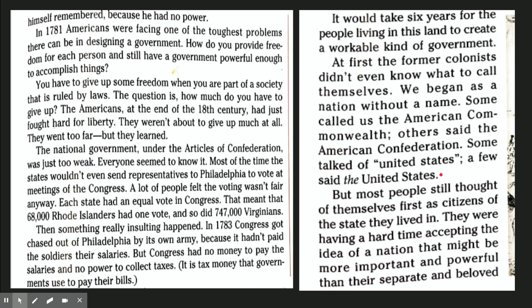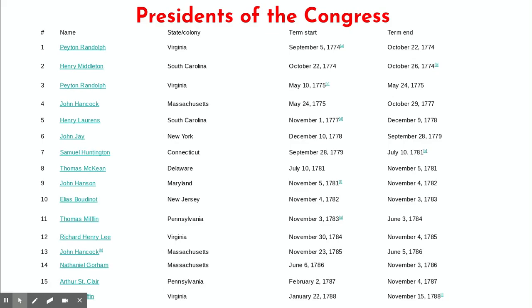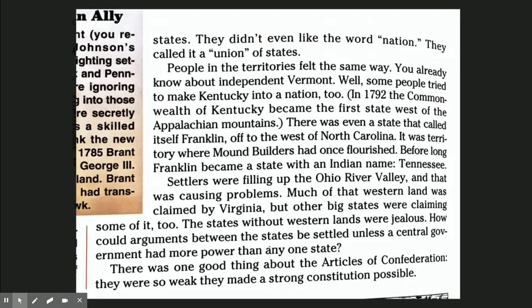Most people still thought of themselves first as citizens of the state they lived in. They were having a hard time accepting the idea of a nation that might be more important and more powerful than their separate and beloved states. They didn't even like the word nation. They called it a union of states.